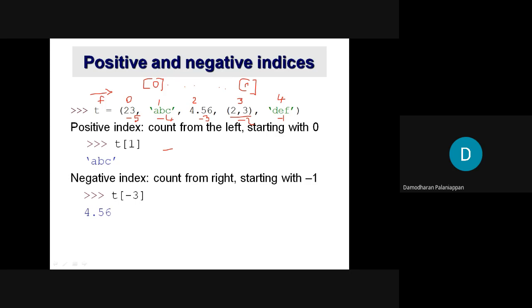Okay. In this example, we can see that T of 1 represents B. If you use T of -3, again you are able to represent it. So the list and tuples can be accessed in both ways, by using a positive index as well as a negative index.